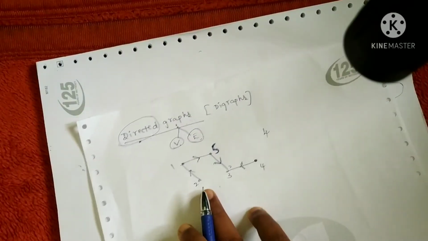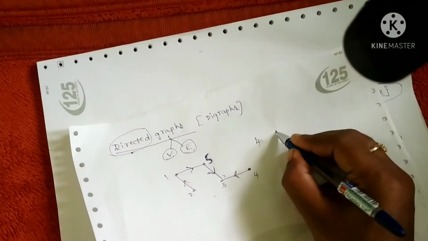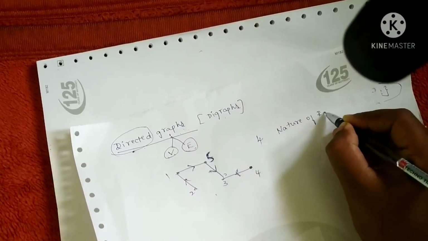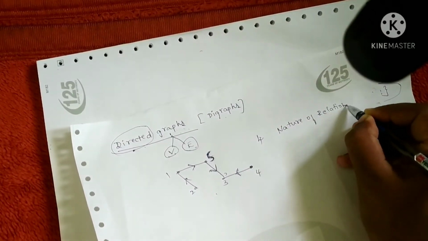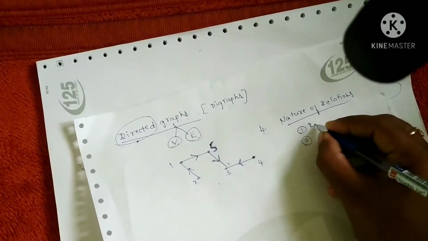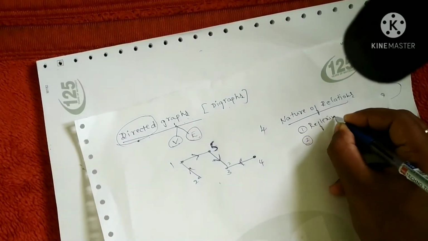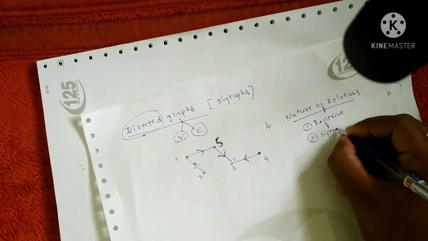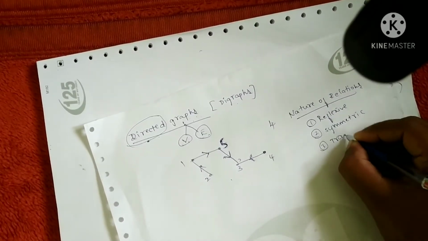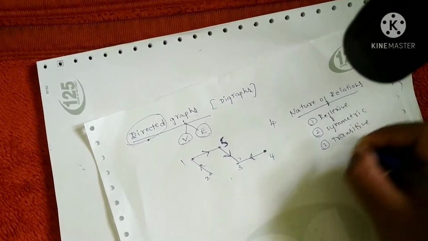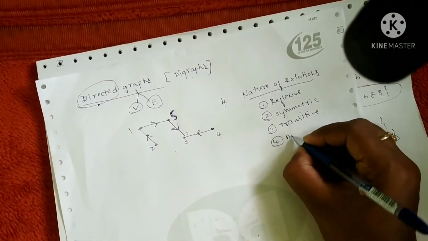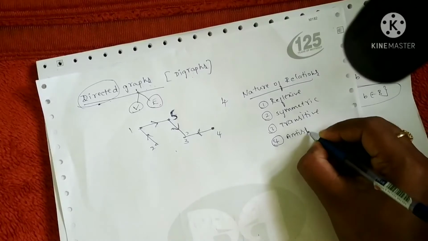Now, in the previous class, I discussed the nature of a relation. Nature of relations. So what are the natures of relations? First one, it may be reflexive. Second one, symmetric. Third one, transitive. Fourth one, antisymmetric. A new concept.